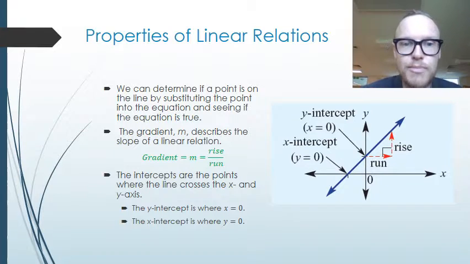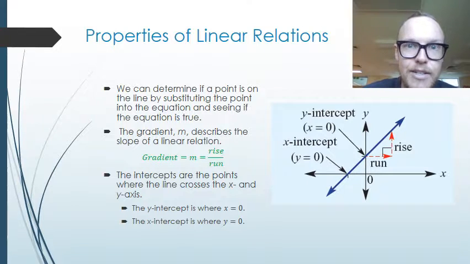So let's have a look at some properties of linear relations. We can determine if a point is going to be on the line by substituting the values of that point, the x and the y values of the point, into the linear relation, the equation, and then seeing if that equation is then true. If it's true, then it is on the line. If it's not true, then it isn't on the line.